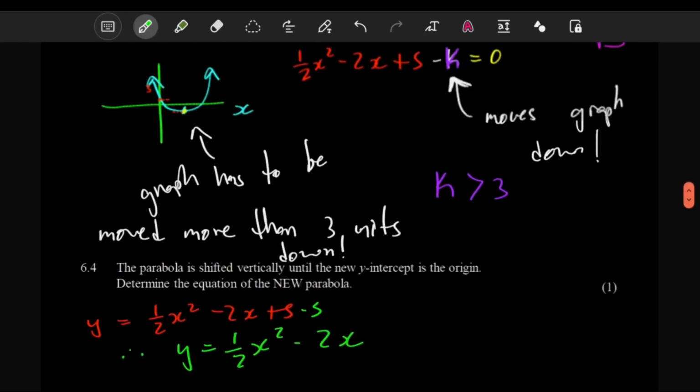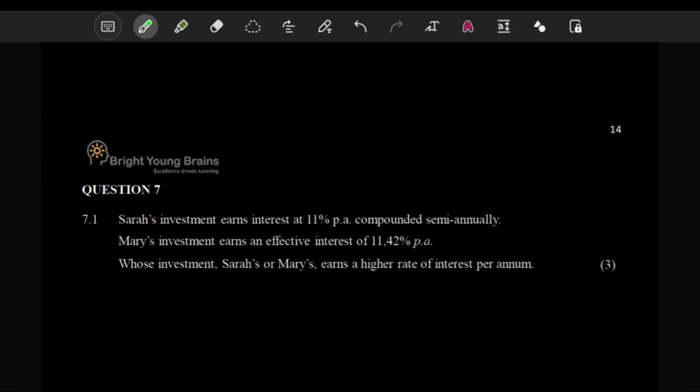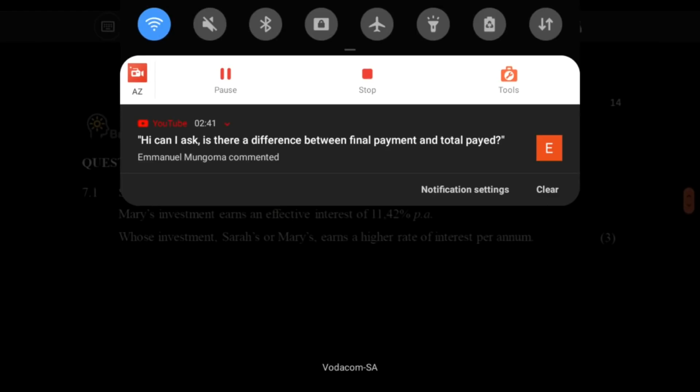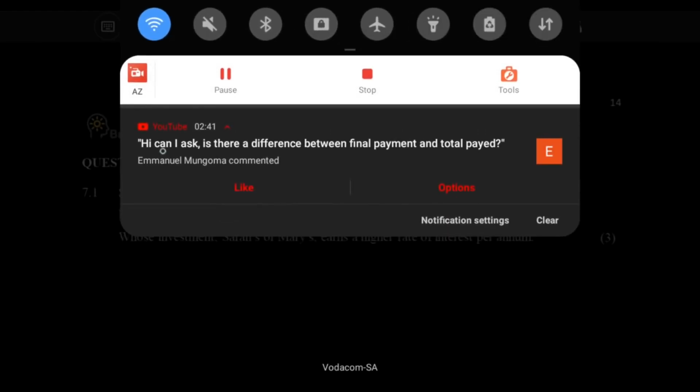We can move on to question number 7. Coincidentally, as we are about to start with the financial math section, somebody has asked a question. Hi, can I ask, is there a difference between final payment and total paid?